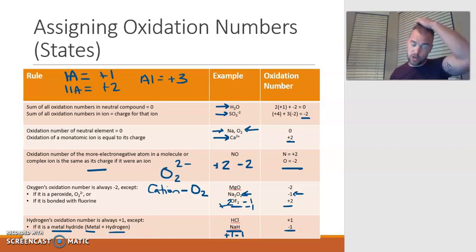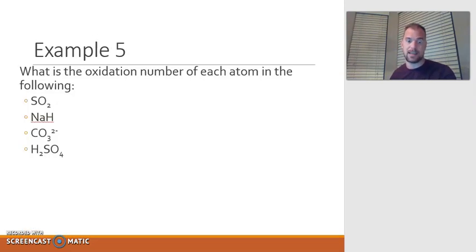Okay, at this point you're probably thinking, this is not making a lot of sense. And I get that. It might be making a little bit of sense, but maybe it's kind of hazy. Let's look at some examples and see if that helps. What we're going to do in example 5 is I'm going to give you a compound or an ion, and I want you to assign the oxidation number for every single atom in the following.